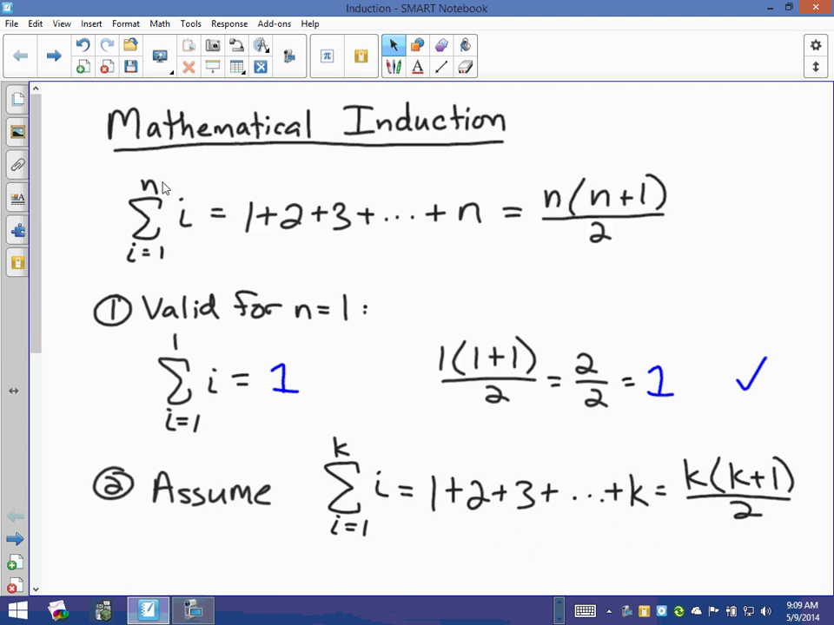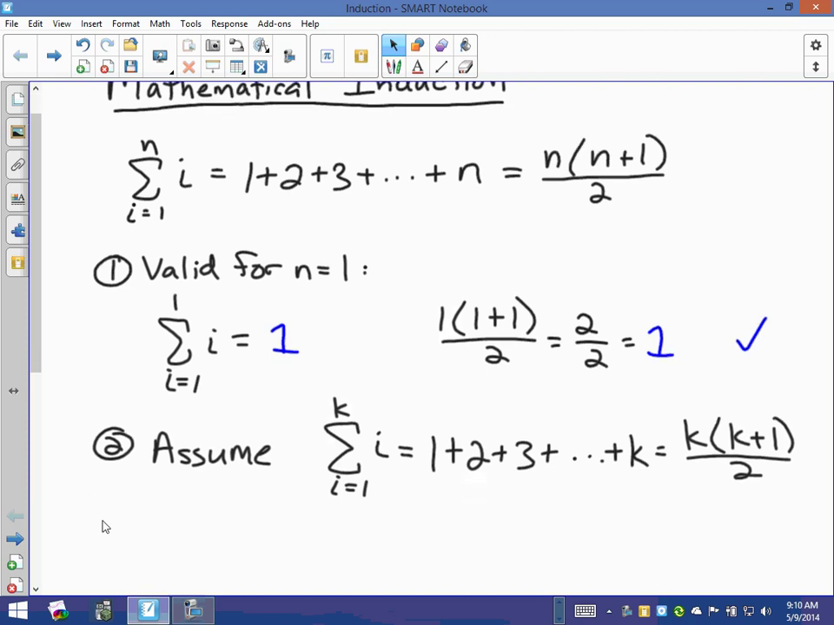Instead of n, which represents all values, we're going to replace it with k, which represents a single case. So we're going to assume that this formula is valid for one single case that we're going to call k. And it's a perfectly valid assumption because we saw in the step before that it is true for when n equals 1.